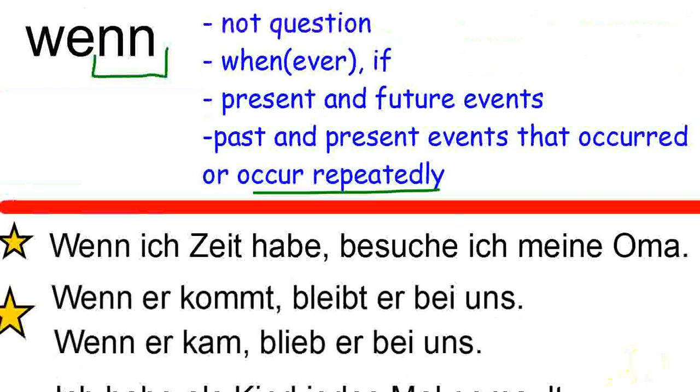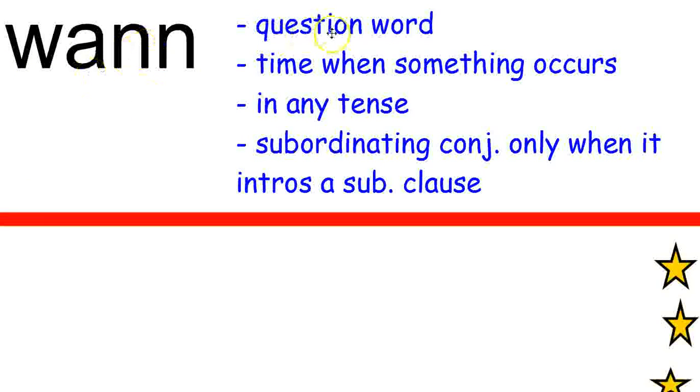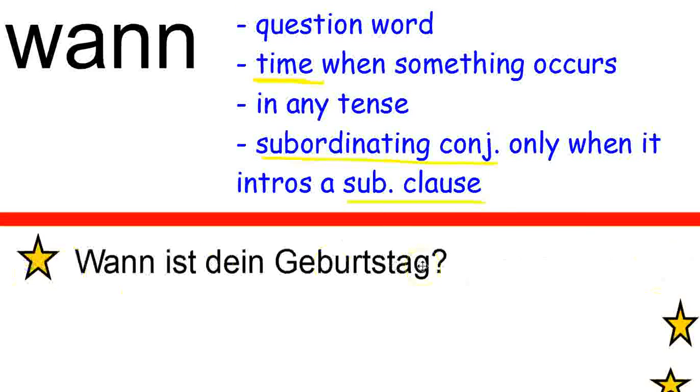Als and wenn, which brings us to wann. Wann is the question word. It's one of those W words, wie, wer, wo, warum. So it's a question word, so we're dealing with time. That's kind of the essence here. It can be in any tense. It can be a subordinating conjunction, only if we're using a subordinating clause. Sometimes it's just by itself as a question word, but you can use question words as subordinating conjunctions, as you've probably seen before. So simply, wann ist dein Geburtstag?